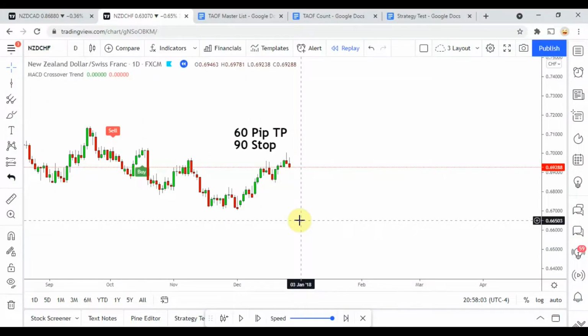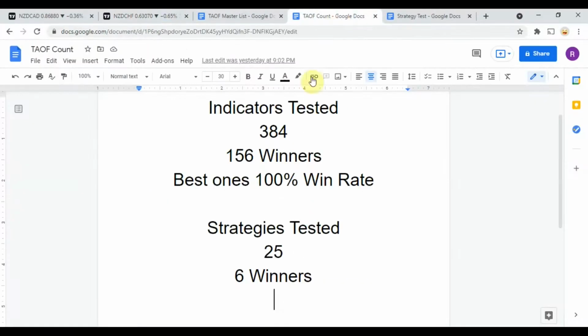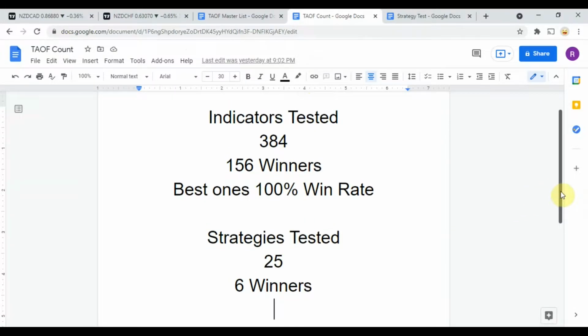Alright, as I said, today we will be testing the MACD crossover trend indicator. Before we do though, I wanted to put the testing scoreboard up for everyone to see. So to date, we have tested a total of 25 different strategies with a total of 6 winners. We have also tested a total of 384 indicators with a total of 156 winners, which means that they have met or exceeded the 60% win-loss ratio threshold that we have set for them. The best ones so far were able to achieve a 100% win rate.